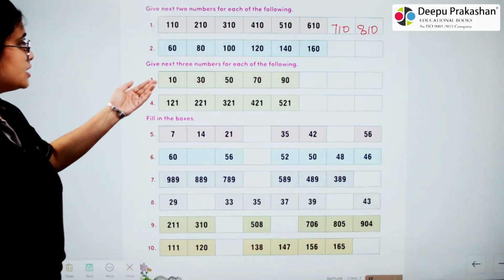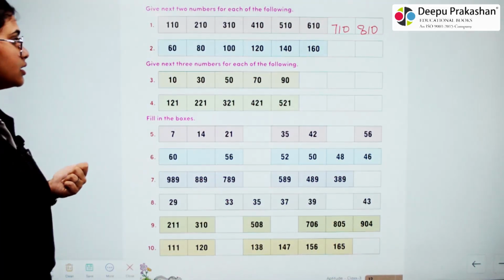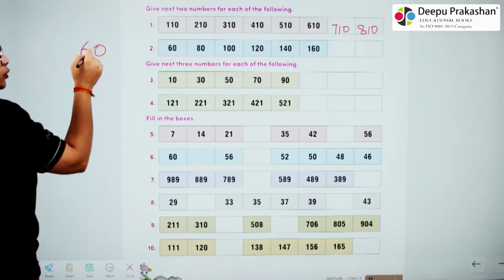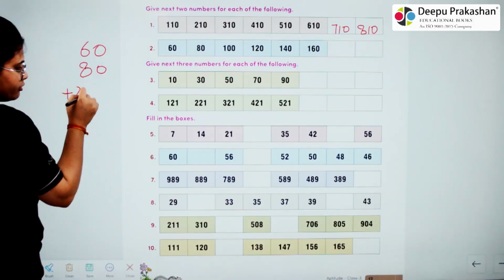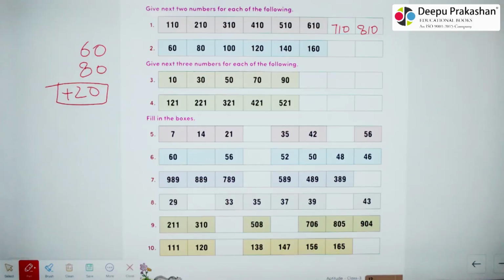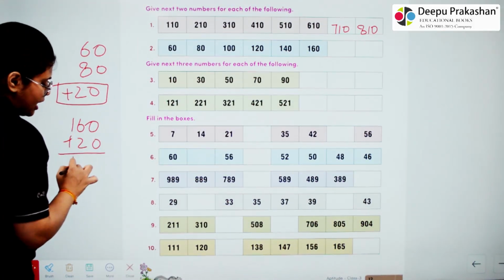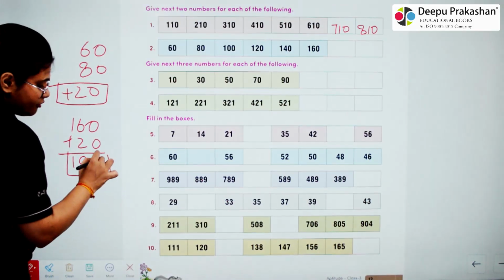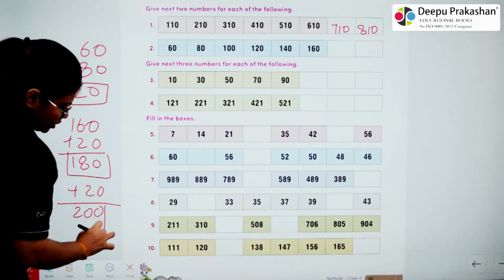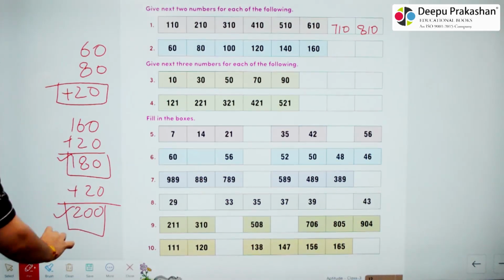Second, we are given 60, 80, 100, 120, 140, 160. So if we look at these series, we can easily say that in between the numbers we are having an addition of 20. So to find the number that will come after 160, we need to add 20 to it and we will get the answer as 180. And for the second number, we need to add 20 to 180 and the number will be 200. So the two numbers that we are asked are 180 and 200.